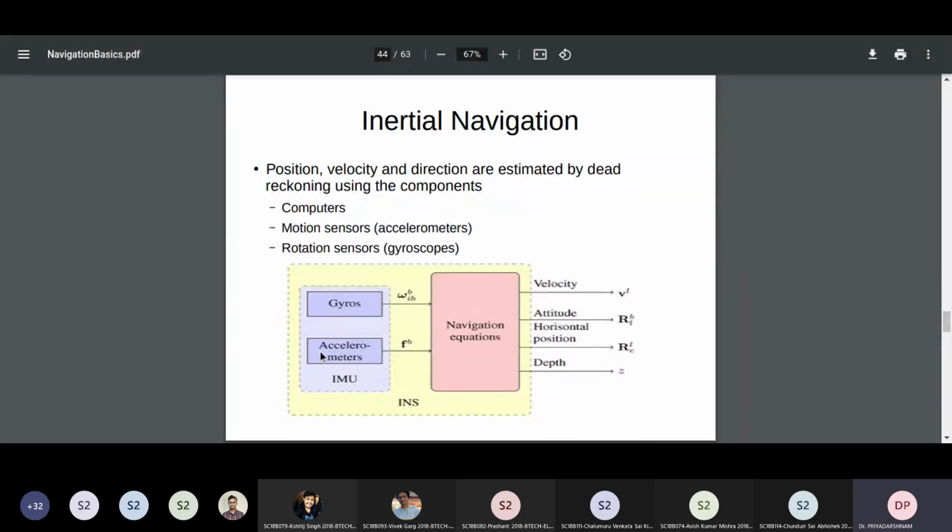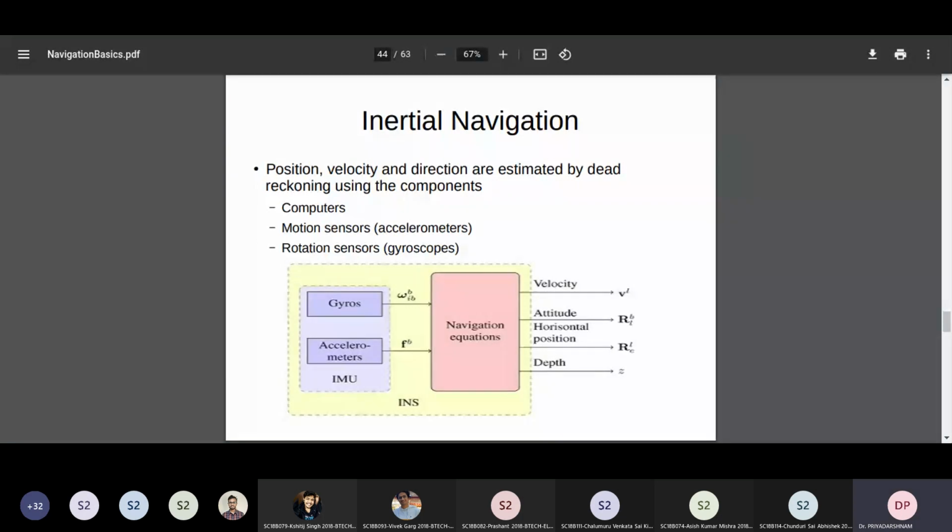Then you also have accelerometers, which are similarly placed in orthogonal directions and attached to the body. As the body changes its direction, the sensors also change direction. Therefore, these measurements are called body rates and body accelerations. Together, the gyroscopes and accelerometers are called the inertial measuring unit. It's only a measuring unit. Then when you include navigation equations, we will see what these equations are, and we will deal with this in detail as we go along.